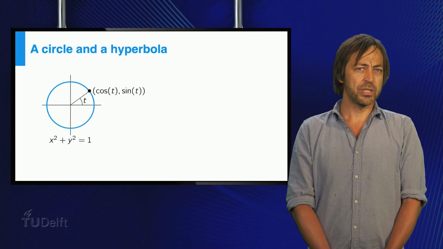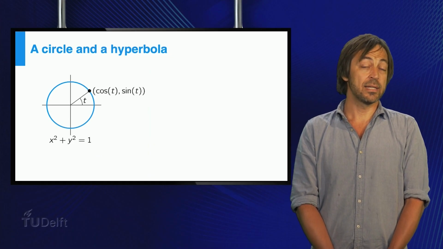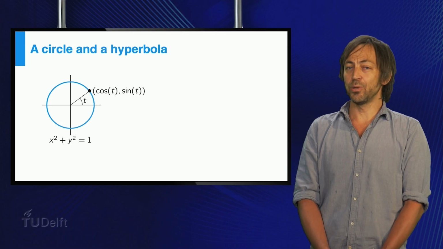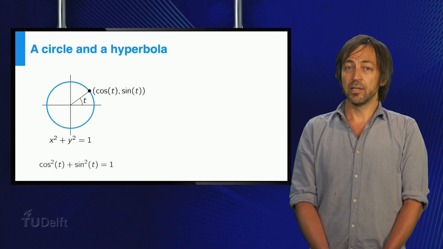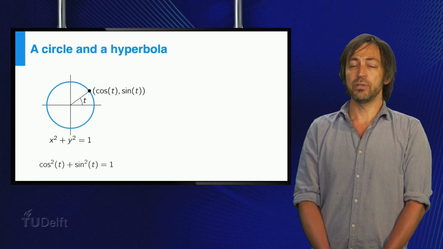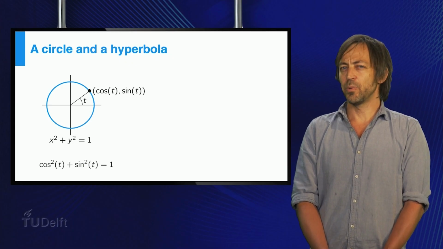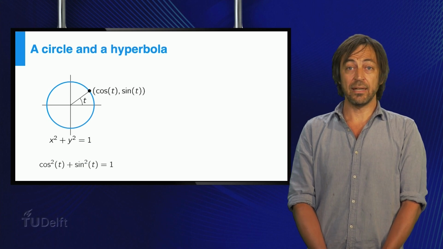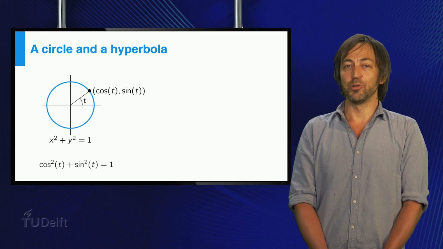A point on the unit circle has coordinates cosine t and sine t. And since the sum of the square of the cosine and the square of the sine is always 1, we can see that points with coordinates cosine t and sine t lie indeed on the unit circle. That is why trigonometric functions are sometimes also called circular functions. They can conveniently be used to parameterize a circle.